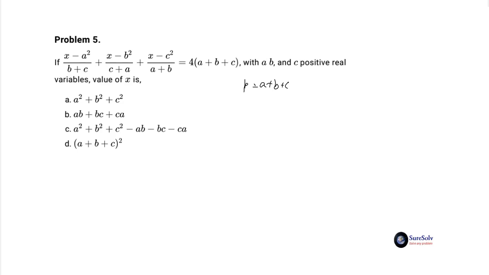Substitute p equal to a plus b plus c, and the target expression is simplified to (x minus a) square divided by (p minus a), plus (x minus b) square divided by (p minus b), plus (x minus c) square divided by (p minus c), equal to 4p.